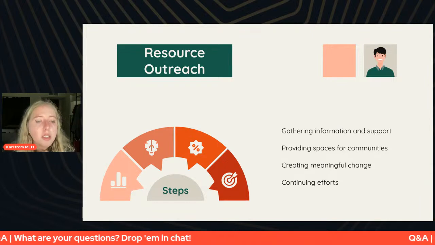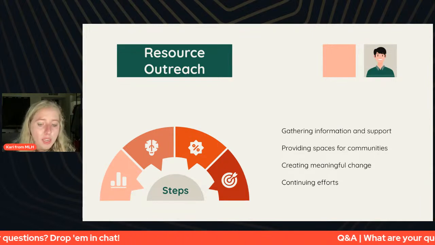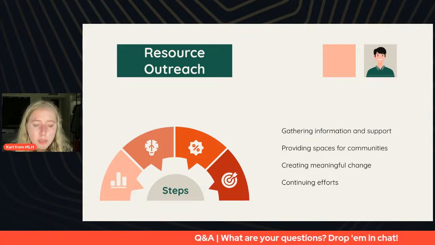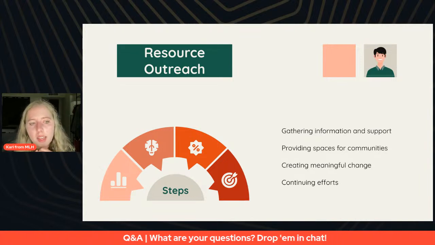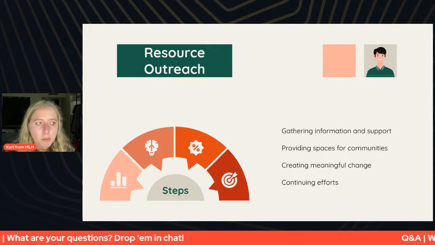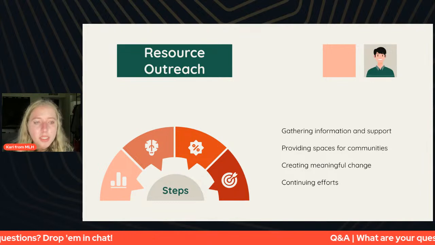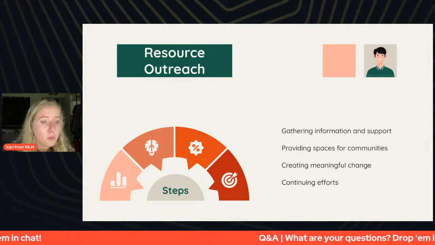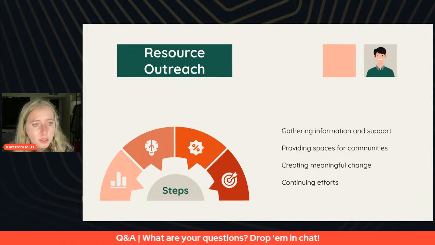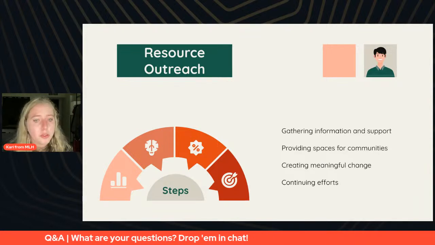And then finally, continue efforts that you've already begun through to the completion. I think this one's really important because we see a lot of good ideas that don't execute all the time. And so when we have a good idea and we see success with it, or even when it's still getting started, following through with it is one of the best things we can do to improve resource outreach.